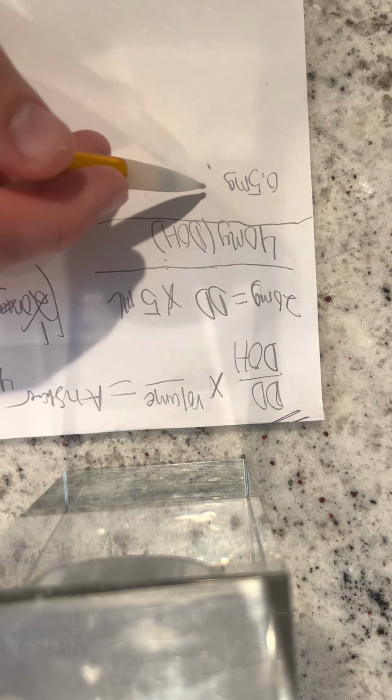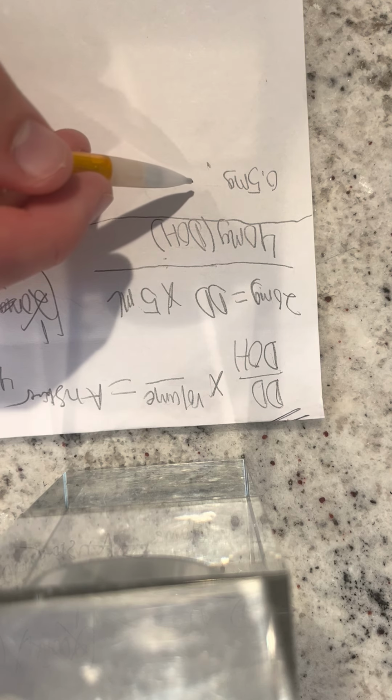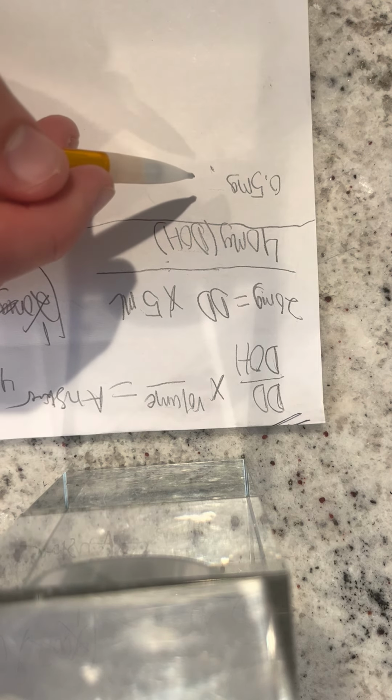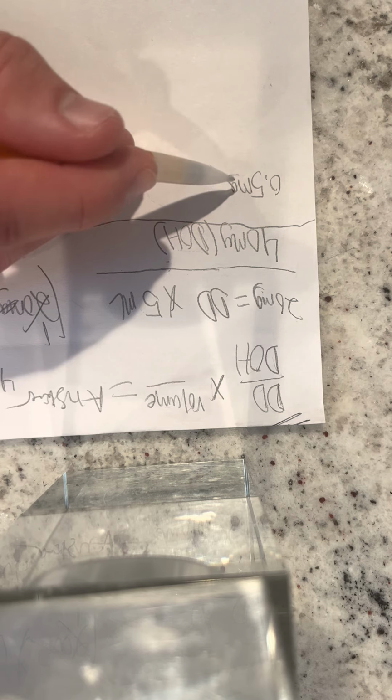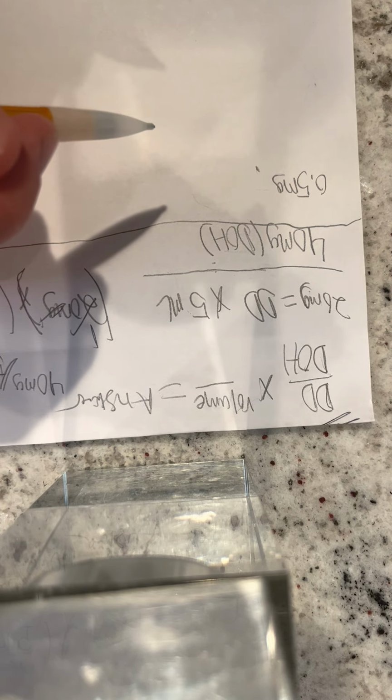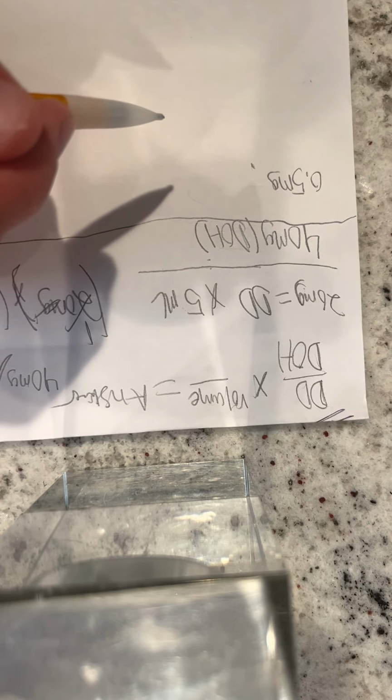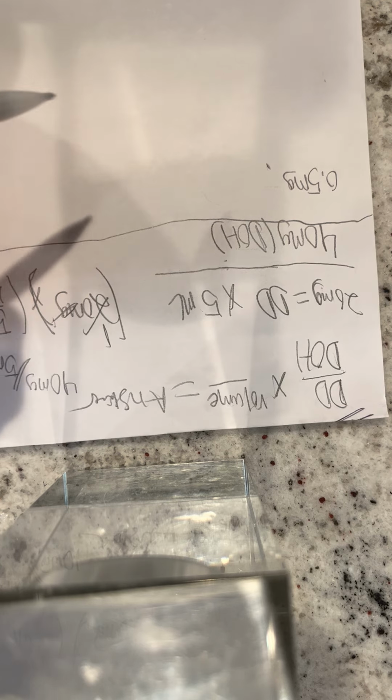But what I want to do is get rid of the mgs, because all I want to know is how many milliliters I am going to push here. Because I know I have to give 0.5 mgs. So how many milliliters do I have to push to get 0.5 mgs into George?